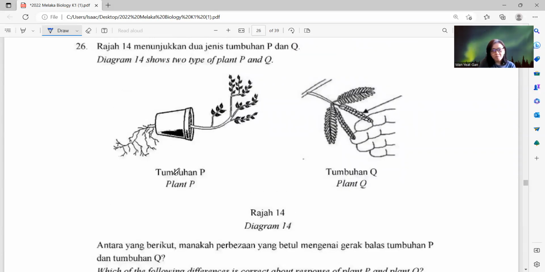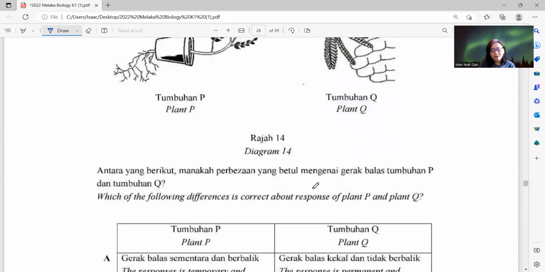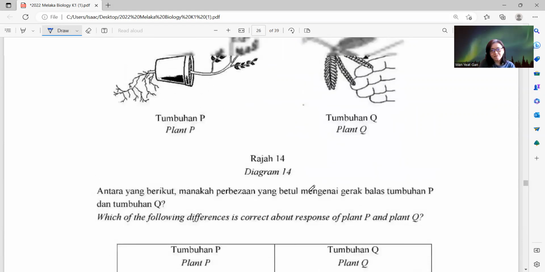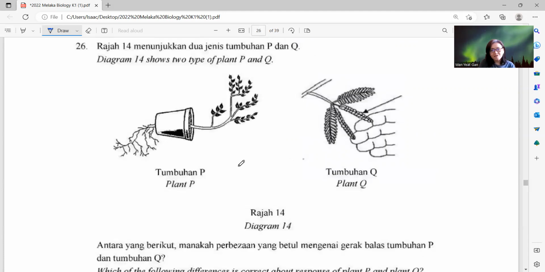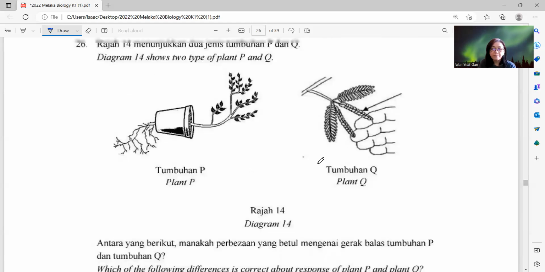Question 26. The diagram shows two types of plant, P and Q. Which of the following differences is correct about the response of plant P and Q? Plant P is actually growing towards sunlight and also towards water or gravity. So here is a tropism, while Q is nastic movements. It's more nastic.